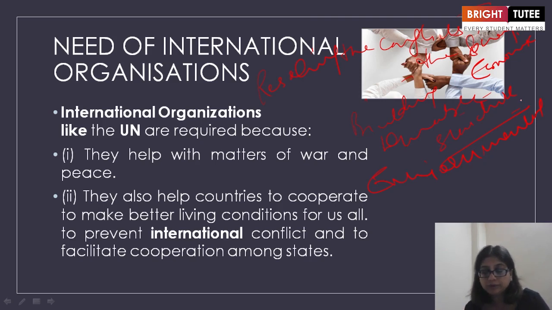Then economic growth of a balanced kind can be tackled if countries are cooperating with one another, and providing ways to international cooperation also. Yes, this is a very important point: international cooperation. And above all, they help with matters of war and peace. They also help countries cooperate to make better living conditions for us all, to prevent international conflict and to facilitate cooperation among states. International cooperation gives us benefits in different ways.